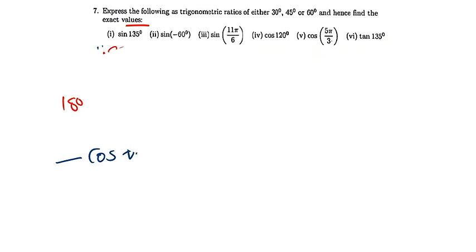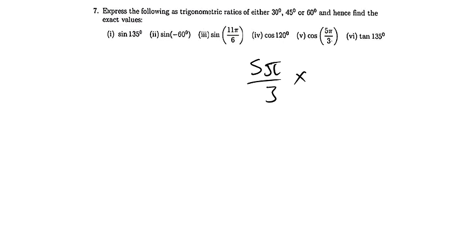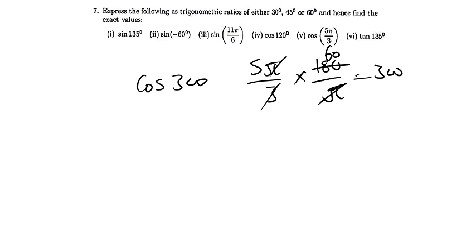Pause the video and try out the last two. Five pi over 3. So 180 over pi, 3 there. There it's 60. 5 times 60 is 300. Cos 300. Do a mental exercise without drawing anything. Would you try that? What do you think is the answer?